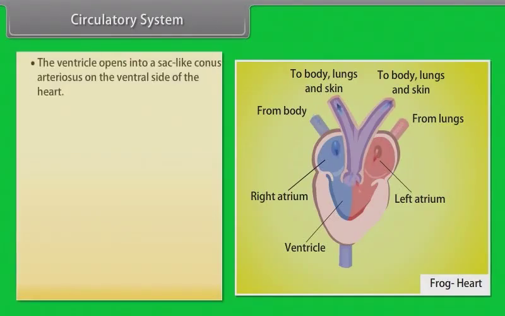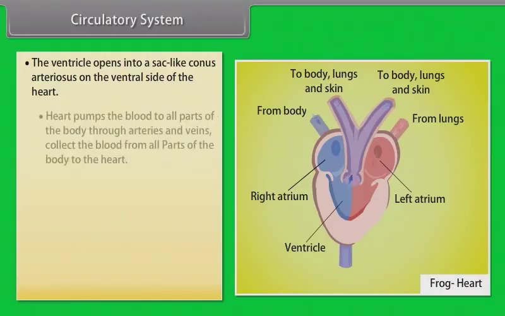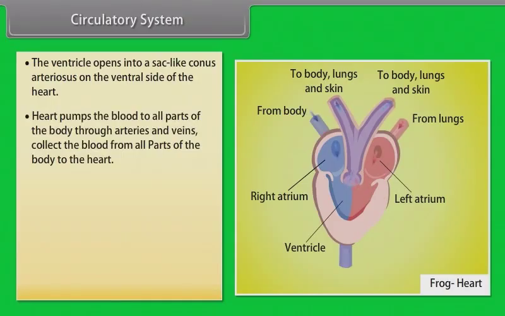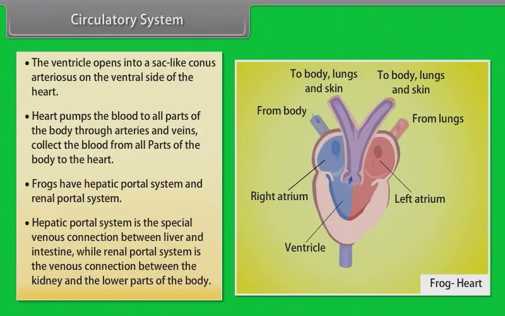The ventricle opens into a sac-like conus arteriosus on the ventral side of the heart. Heart pumps the blood to all parts of the body through arteries and veins, collect the blood from all parts of the body to the heart. Frogs have hepatic portal system and renal portal system. Hepatic portal system is the special venous connection between liver and intestine, while renal portal system is the venous connection between the kidney and the lower parts of the body.